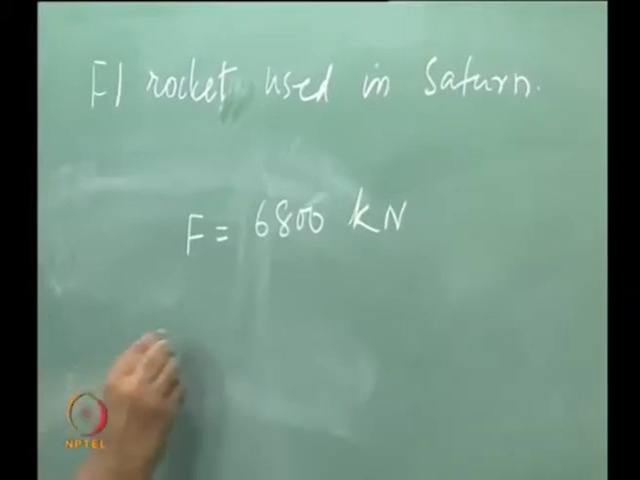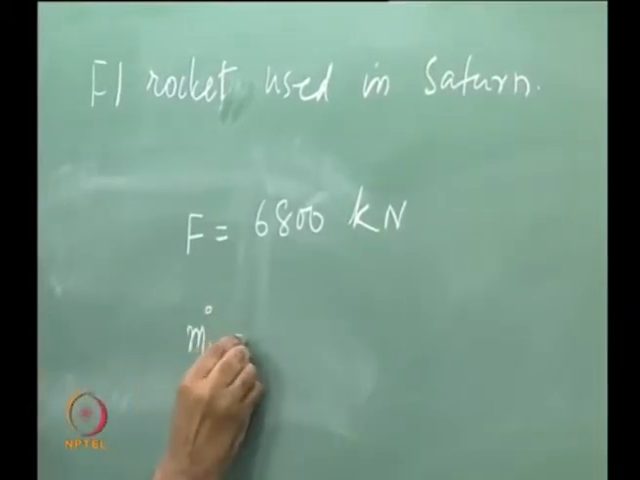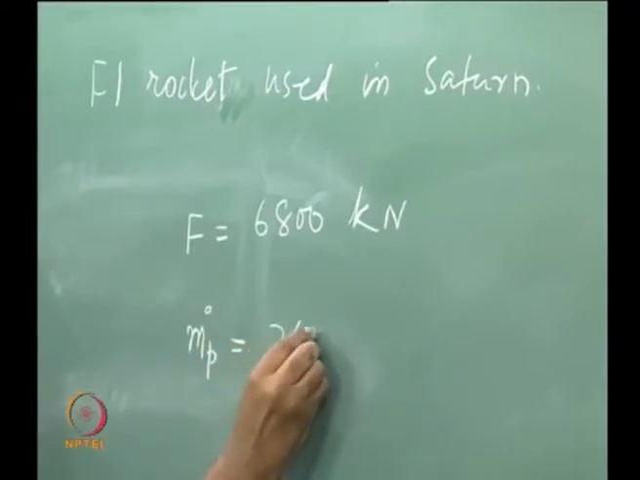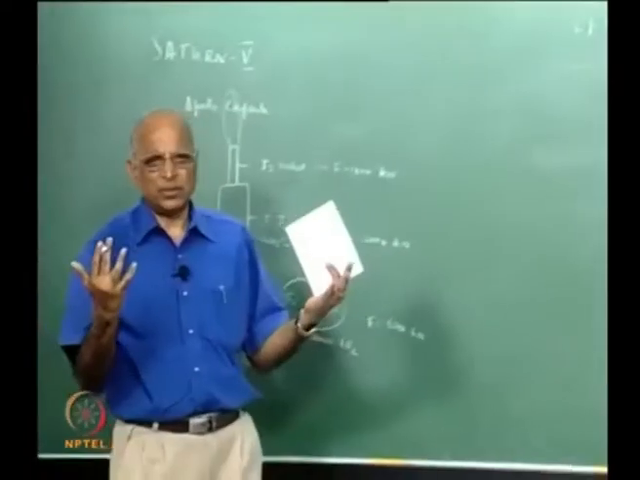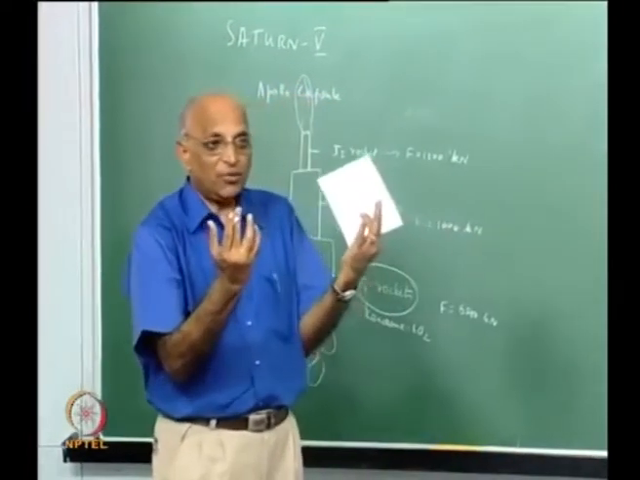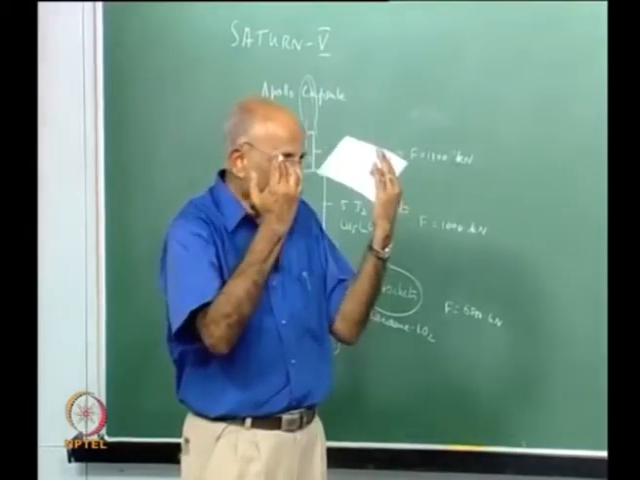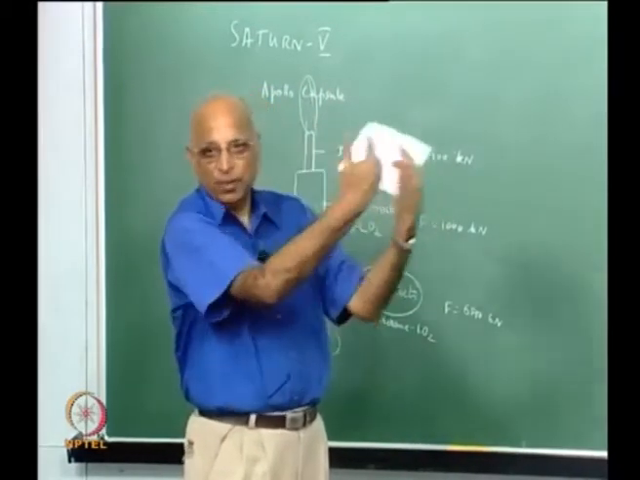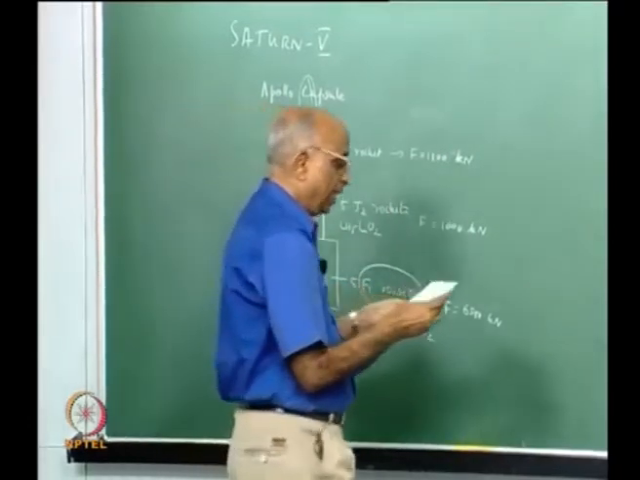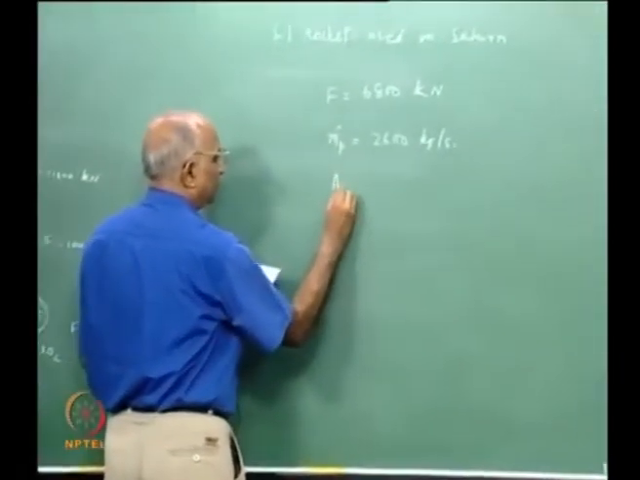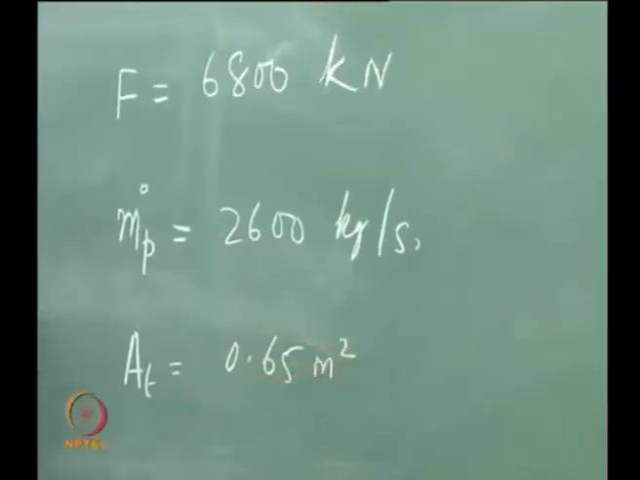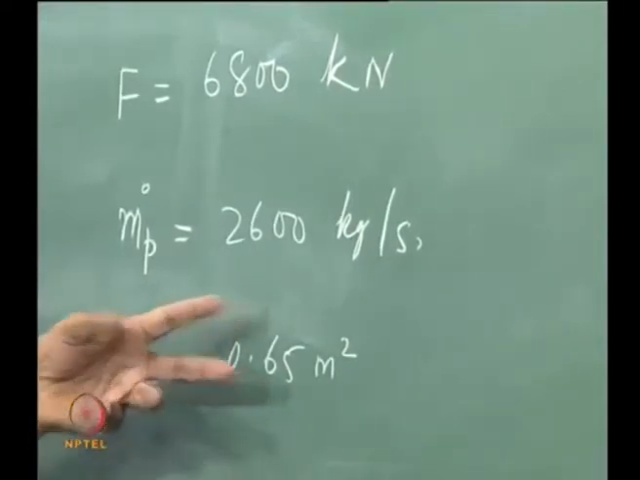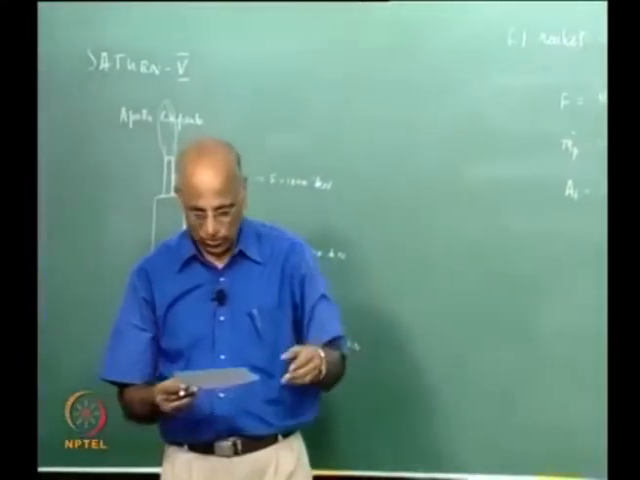The mass flow rate through the nozzle is equal to 2600 kilogram per second. These are typical numbers, we should keep in mind, we are not talking of 1 kilogram per second, we are talking of something like almost 3 tons of propellants going through the nozzle. The area of the nozzle is equal to 0.65 meter square. That means if I put it in terms of diameters, a man can easily stand at the throat or go through the throat of this nozzle.